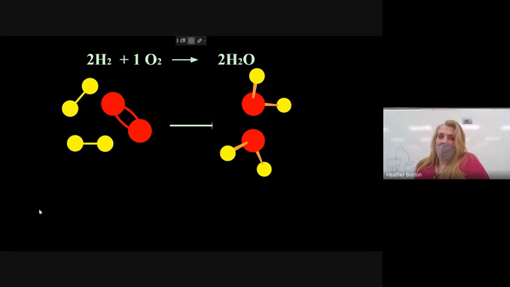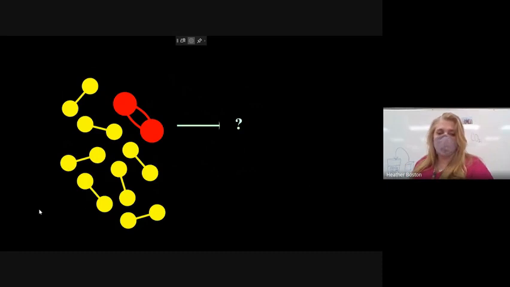So what do you guys think? Why don't they just take all this extra plastic we got laying around and burn it? Yeah, that's nasty stuff, right? The other thing is, does anybody remember what the products are when you burn a hydrocarbon?